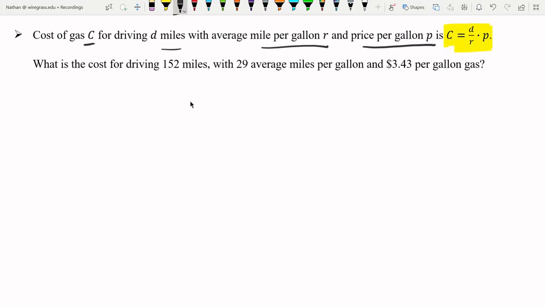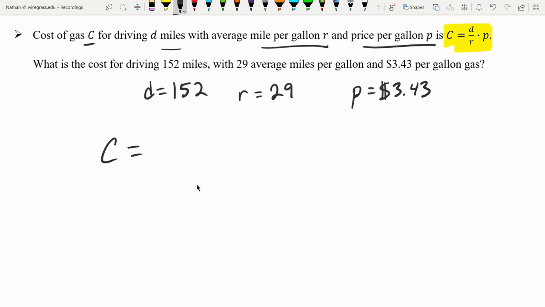So if we are driving 152 miles and we get on average 29 miles to the gallon, and we have on average again $3.43 per gallon, how much does it cost? Well, all we have to do is go C equals, and then once again, we're going to leave C on the left-hand side. We're just going to leave it, not touch it at all.